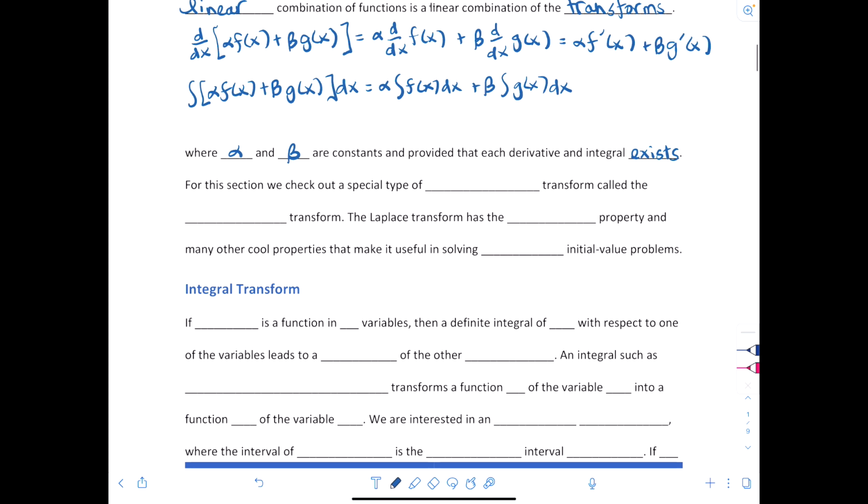For this section, we check out a special type of integral transform called the Laplace transform. The Laplace transform has the linearity property, sorry about the dogs, and many other cool properties that make it useful in solving linear initial value problems.